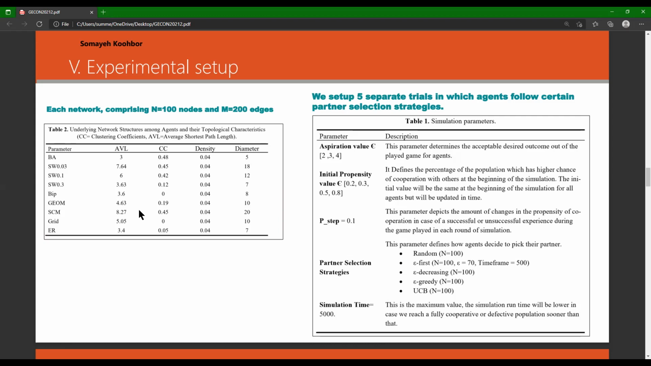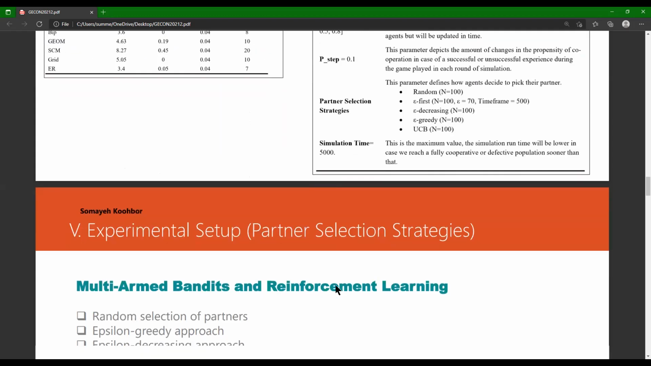There are partner selection strategies. We have 5 partner selection strategies based on reinforcement learning algorithm, bandit algorithm, which are selecting the partners differently. And we ran the simulation for 5,000 steps.